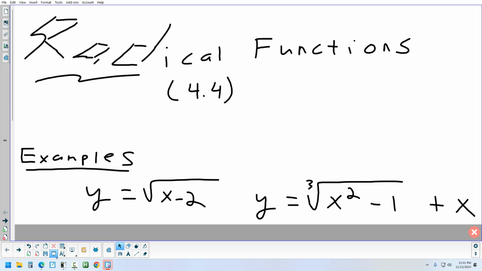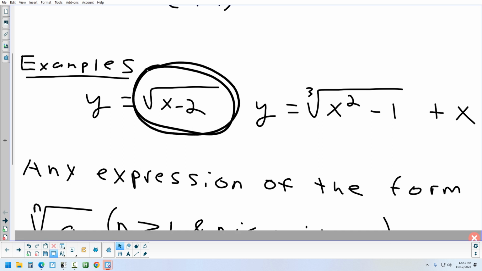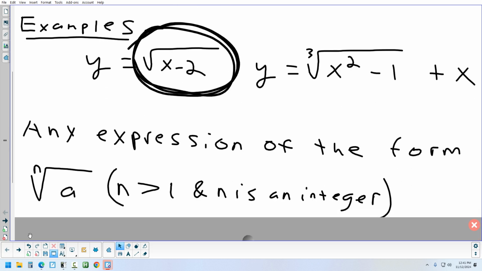So I'm going to break down some of the pieces of this and go through a few terms. First of all, this thing that I just circled here, that is called a radical expression, just the part that I circled. When you write a radical expression, this number that you put here has to be a number that's 1 or higher, and it has to be an integer.